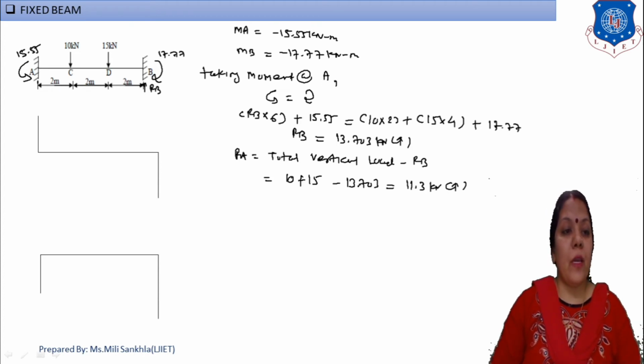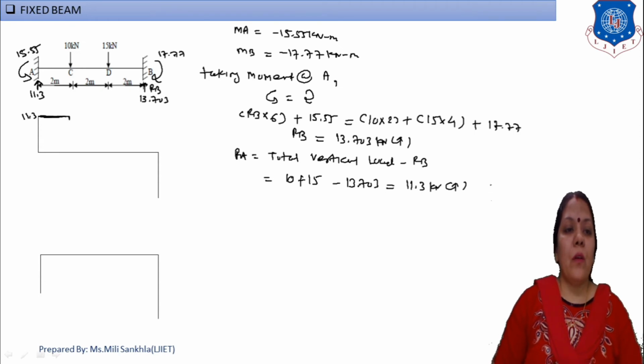Here this is our RA. RA is equal to 11.3 and this is our RB. The value of this RB is equal to 13.703. Now one by one, first of all 11.3, make a point here, 11.3. Now on the left hand side upward 11.3, then go constant here. From this point after 11.3 we minus this 10, minus 10, so here our answer is 1.3.